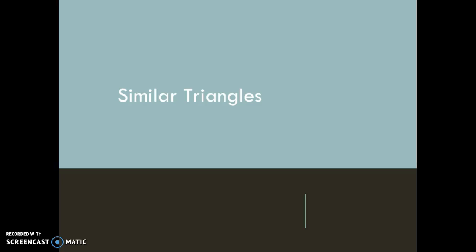Now that we've looked at congruent triangles, we're going to look at similar triangles. So remember, congruent meant same shape, same size. Everything was the exact same. Similar means it's the same shape, but a different size.